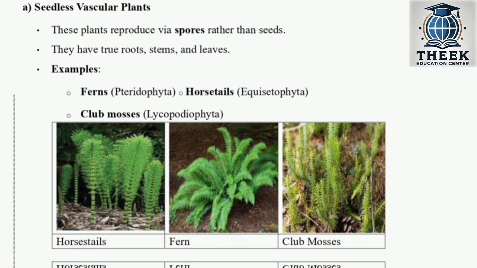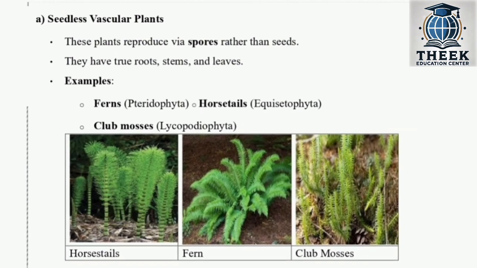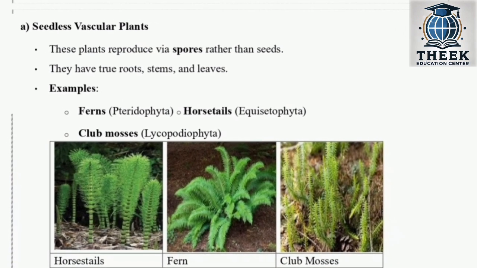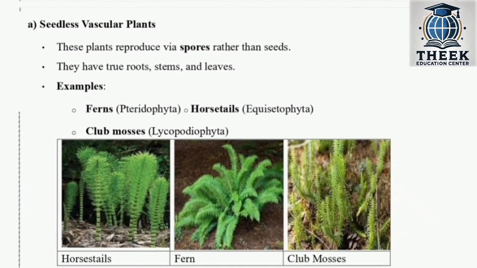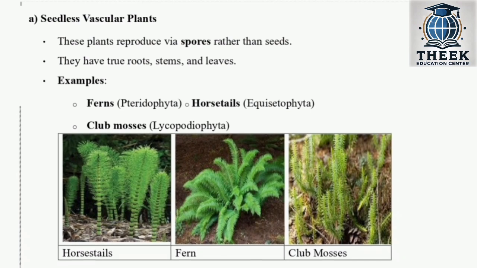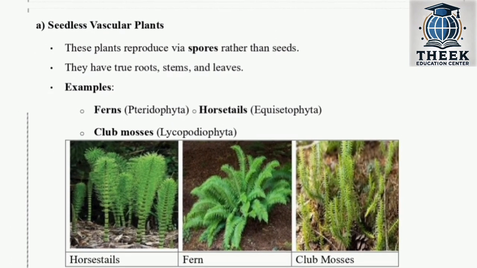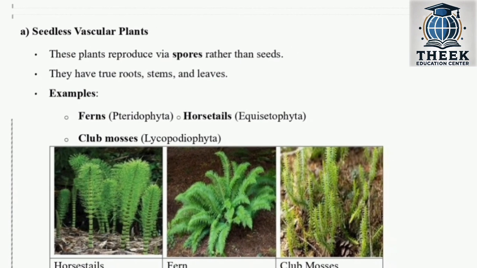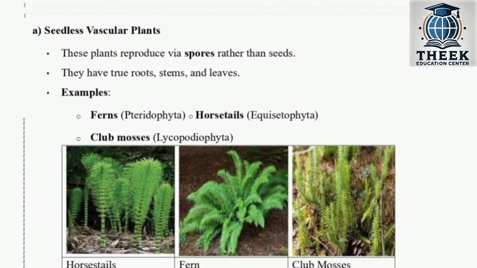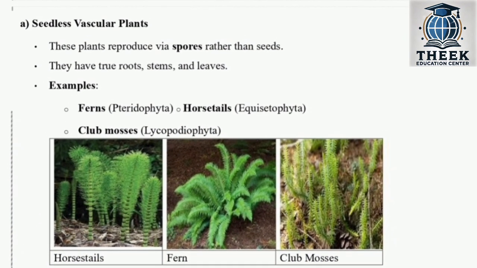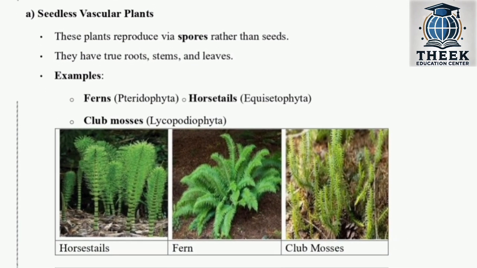Examples of such plants here, we talk about the ferns. A fern is a Pteridophyta. We have the horsetails, the Sphenophyta, then we have the club mosses. So these are the pictures of the horsetails. These are seedless plants. They don't produce seeds. That means that reproduction is by spores. Examples here, we have the horsetails, the fern, and the club mosses.